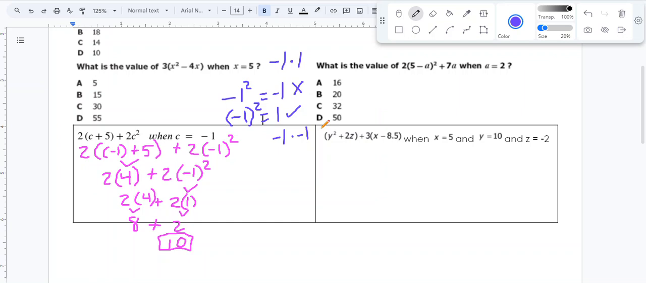So you always want to use parentheses when you're plugging in stuff, because if you type this in a calculator, it gives you a totally different answer than this one. 1 is totally different than -1, and that could prevent you from getting the right answer. Okay? All right, last one.